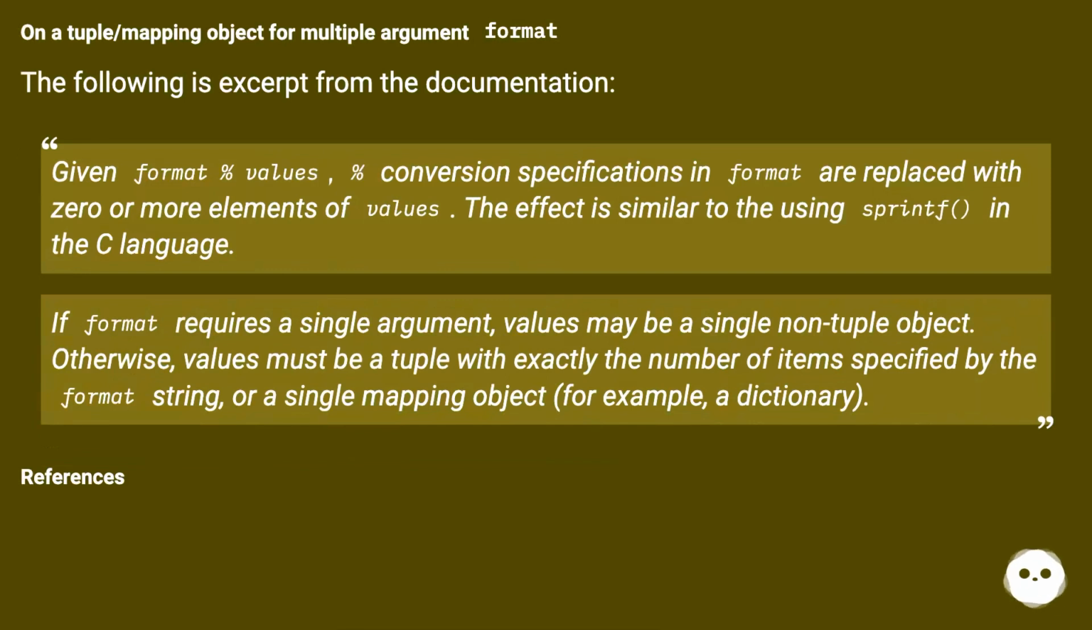On a tuple/mapping object for multiple argument format. The following is an excerpt from the documentation. Given format % values, % conversion specifications in format are replaced with zero or more elements of values. The effect is similar to using sprintf in the C language. If format requires a single argument, values may be a single non-tuple object. Otherwise, values must be a tuple with exactly the number of items specified by the format string, or a single mapping object, for example, a dictionary. References: docs.python.org/library/stdtypes, string formatting.